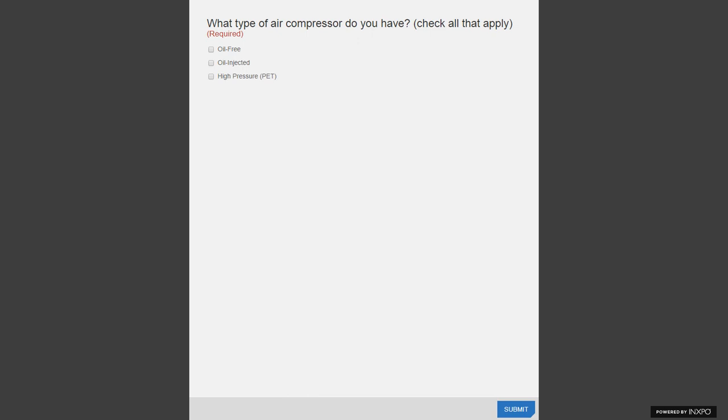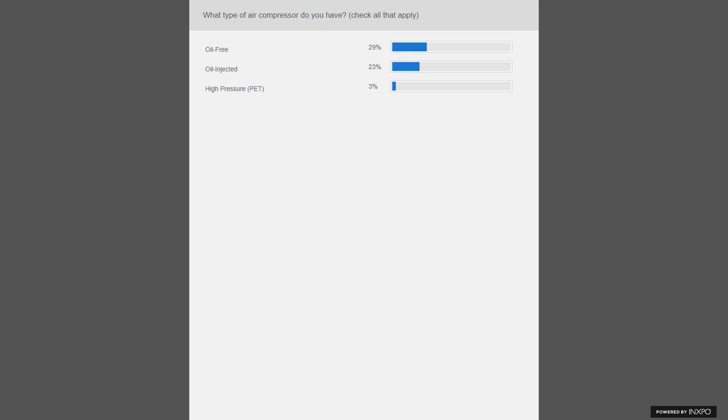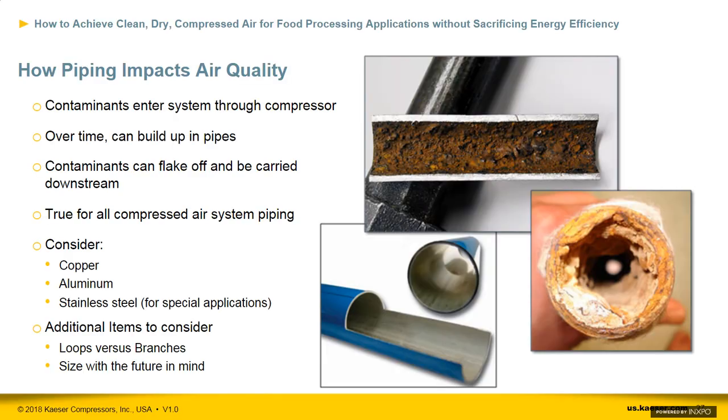Now I think we have another poll here. What type of air compressor do you have in your system? Okay, I think the choices are clear, and we will move on. I guess we may not have given it enough time, but let's keep on going, and then maybe there will be some more towards the end.